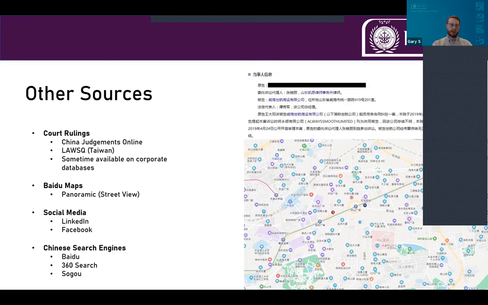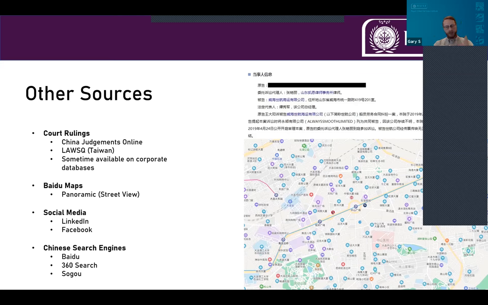Also, not all the court rulings are made available on the Chinese website, but sometimes that information is available on the Chinese corporate databases I mentioned in the previous slide, on that company's webpage on that corporate database.